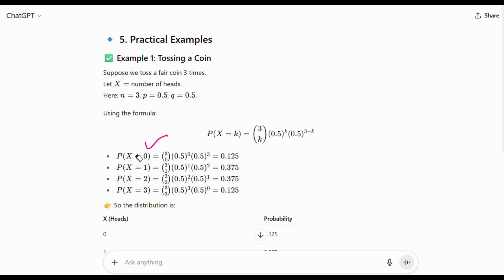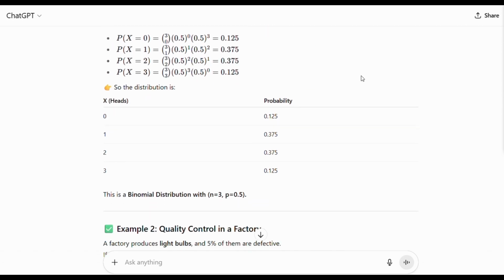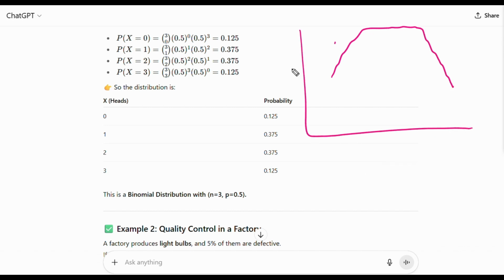So this is a simple example of a binomial probability distribution, and this is the distribution. You can see the table. If you want to plot it, you will see a very good distribution curve. You can see this kind of curve if you plot it, probability versus x.